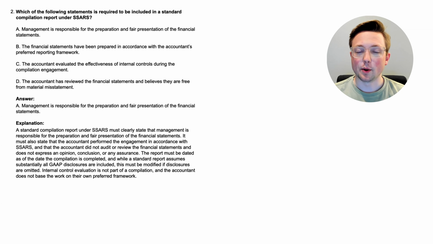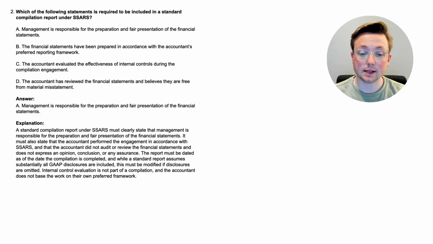So let's dive in. All right, here we are at the answer. A, management is responsible for the preparation and fair presentation of the financial statements. So this is a statement that has to be in the report. So let's go through this. A standard compilation report under SARS, and remember we learned what that means in the previous video. If you don't remember what that is, I would recommend going and watching that. Must clearly state that management is responsible for the preparation and fair presentation of the financial statements.